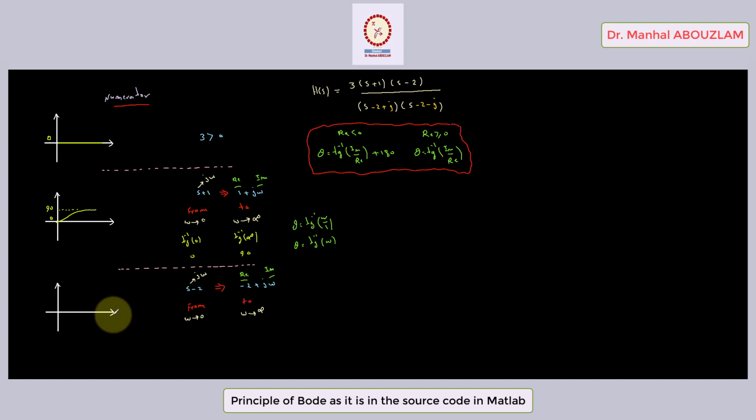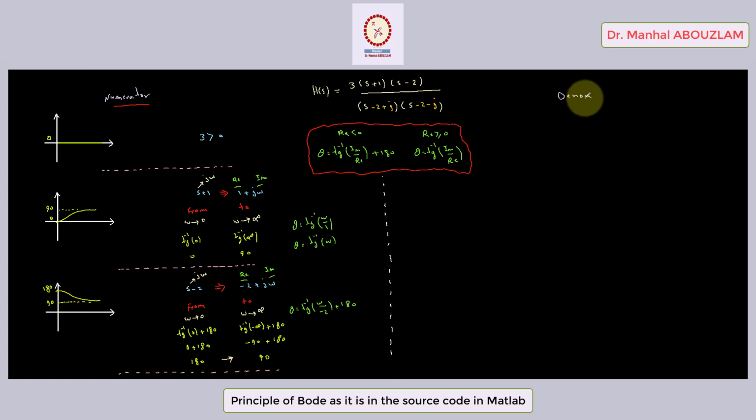Now how to plot it by hand? Look at that. For the frequency from 0 to infinity, the real part is always negative, so the phase is equal to the inverse tangent of w over minus 2 plus 180. So for the frequency from 0 to infinity, the phase varies from 180 to 90.